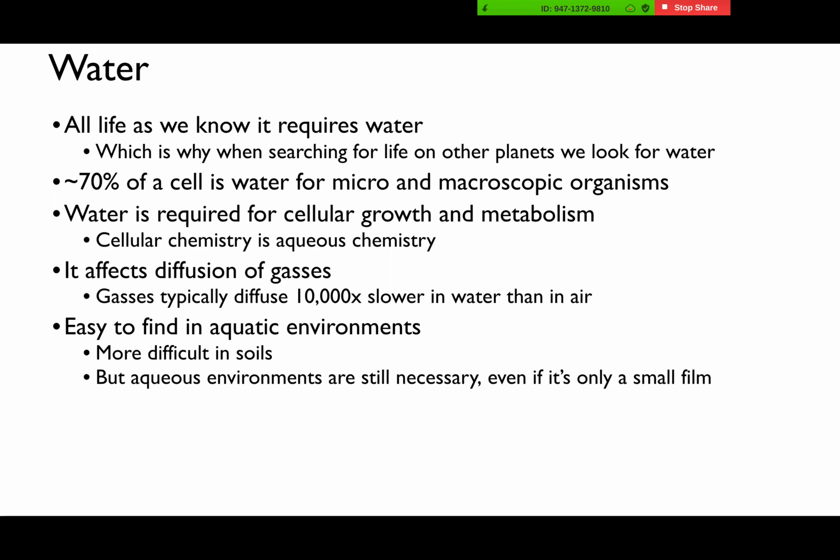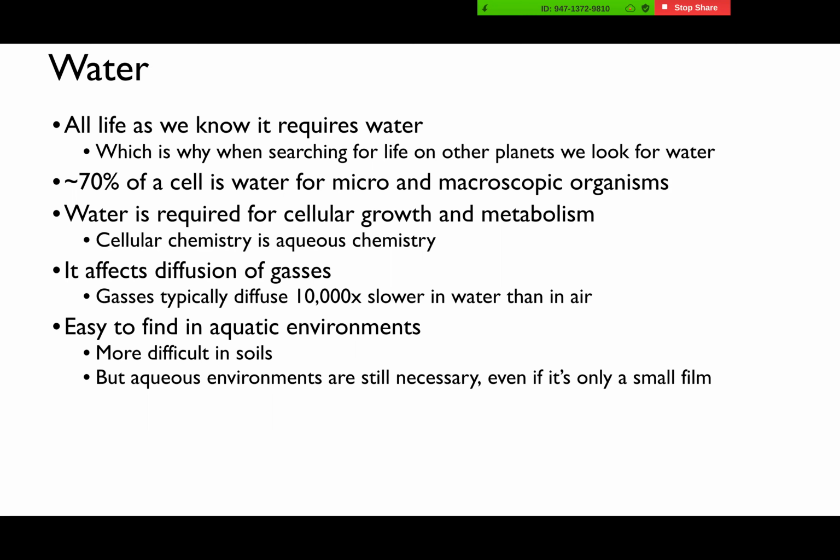Now, on average, your average bacteria is about 70% water. And this is true for your bacteria. This is true for us. And it's a process that's required for both cellular metabolism, growth, and all chemistry that life does is aqueous chemistry. And that aqueous chemistry just means chemistry done in water.